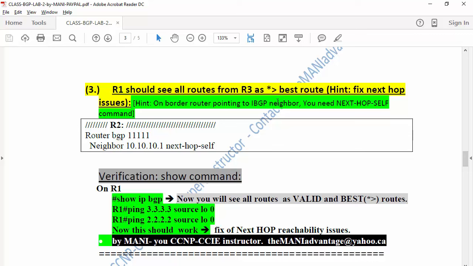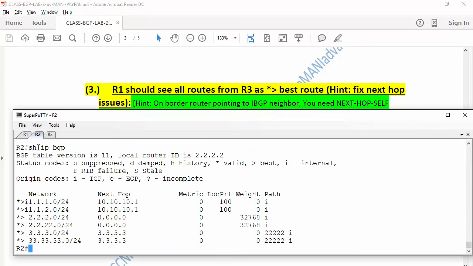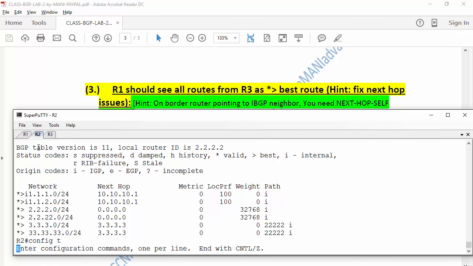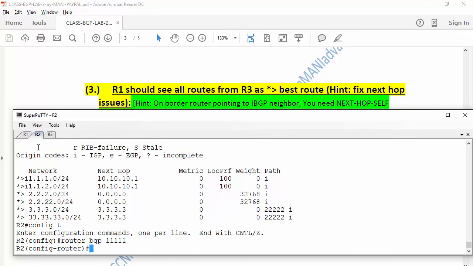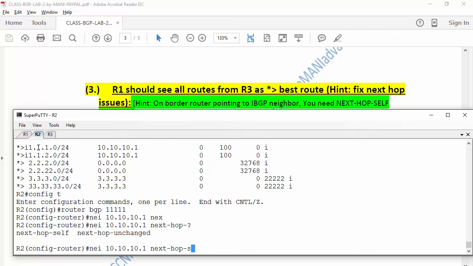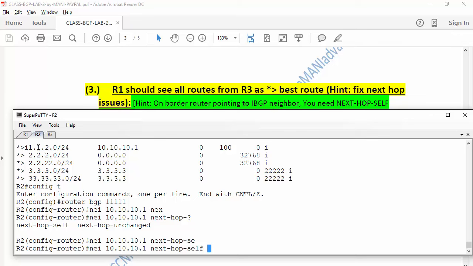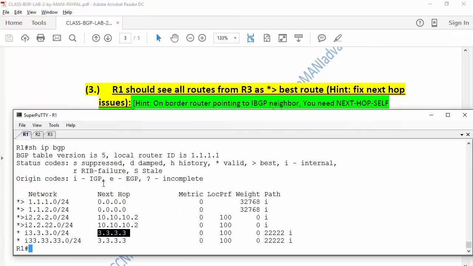If I want to make R1 see everything as a best route, I have to put a special command on R2. So let's go to R2. Config T, router BGP 11111, neighbor 10.10.10.1, the command is next hop. So I'll put a question mark. Remember, there's only one command right now. The command is next-hop-self. So let's go to R1 and see if this fixes the issue.